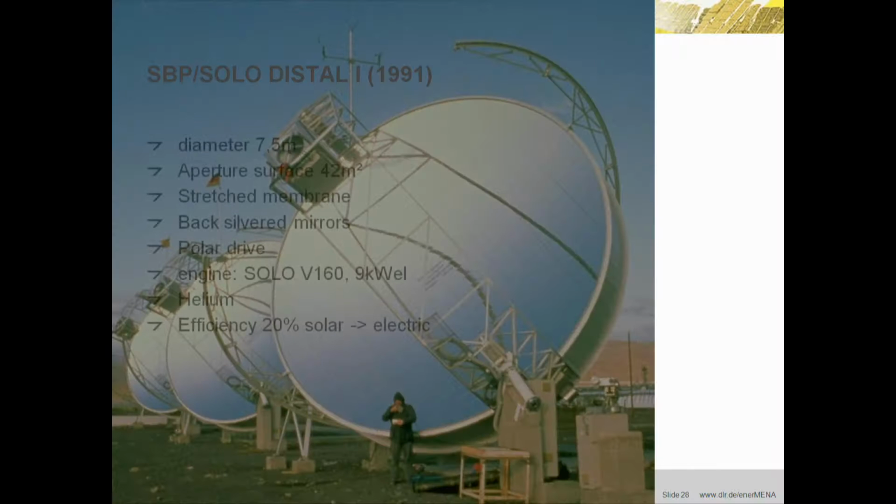The first system I want to introduce using this engine was built in 1991 by SPP on the Plataforma Solar in Almeria, Spain. It has a diameter of 7.5 meters. The aperture surface is 42 square meters. It's using a stretch membrane concentrator with back-silvered mirrors glued on the front side. The tracking system is a polar drive system, and in the case of Distal 1, it was using helium as a working gas. The efficiency was about 20% conversion from solar to electric.